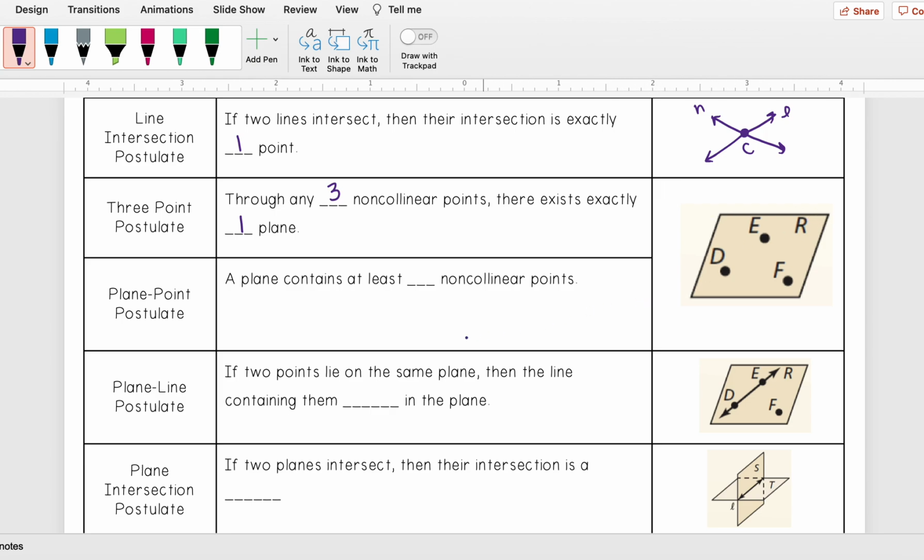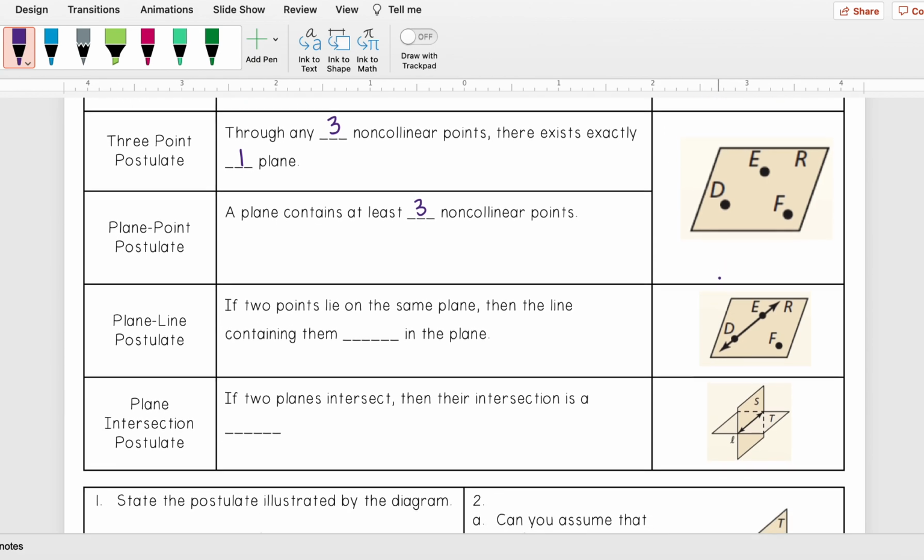And then on the flip side of that, a plane contains at least 3 non-collinear points. So if we have a plane, we know there's at least 3 non-collinear points in it.